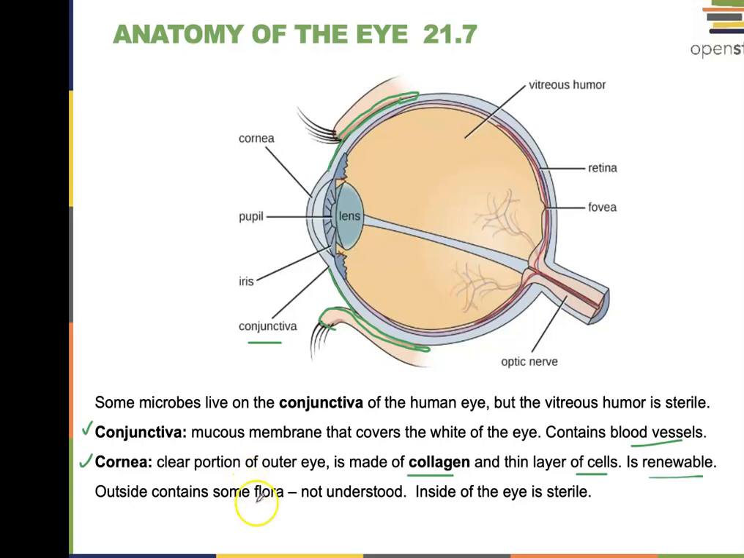And normally we would say the inside is sterile. The inside of your eye, all this stuff here, is free of pathogen. Outside the eye may contain some flora, but most of all, it's pretty clean. The tears wash away a lot of the bacteria.